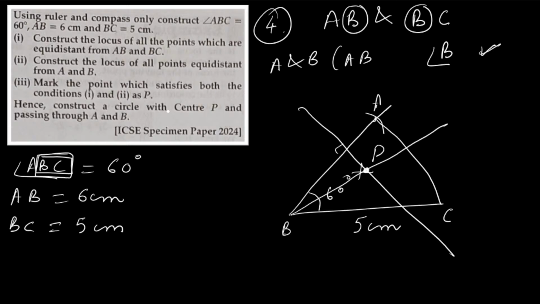And construct a circle with center P and passing through A and B. A and B are the vertices again of the triangle. So which type of circle do they want us to construct here? With P as center, they want us to construct one circle which is equidistant from A and B. Which type of circle? What's the name of the circle which is equidistant from A and B?